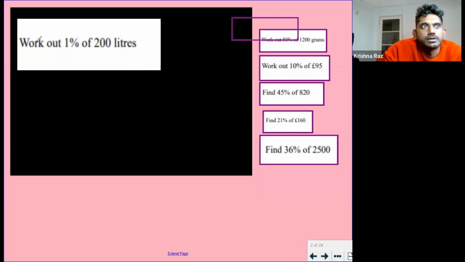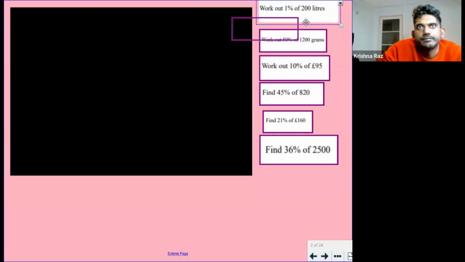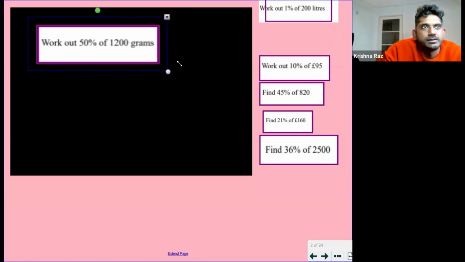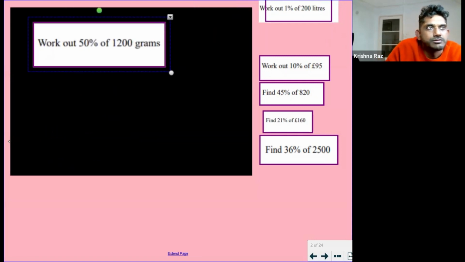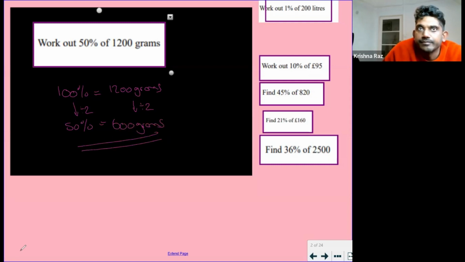Next one. Oh, I've lost the grouping on that. Forgive me. So 50% of 1200 grams. Well, if 100% is 1200 grams, then 50% is half of that. We just need to halve 1200 and we get 600 grams.